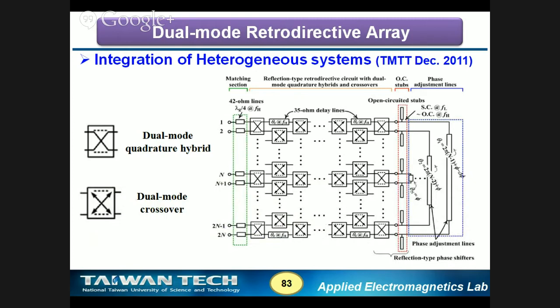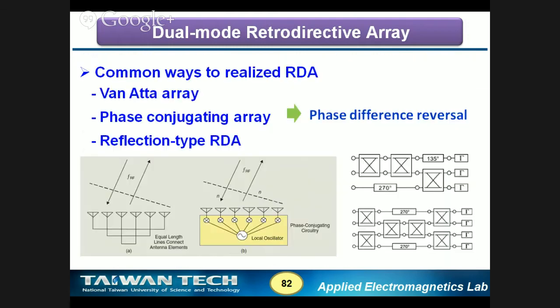The first dual mode array is actually published in TMTT. I submitted in TMTT, not TAP, because most of the part we're talking about, the feeding network, is a circuit part, not the antenna part. But actually, the whole system is an antenna, it is a phased array. This is the first, we call it, heterogeneous integration of multiple phased array systems. In this system, we integrated the feeding networks of a Venn array and a reflection type array.